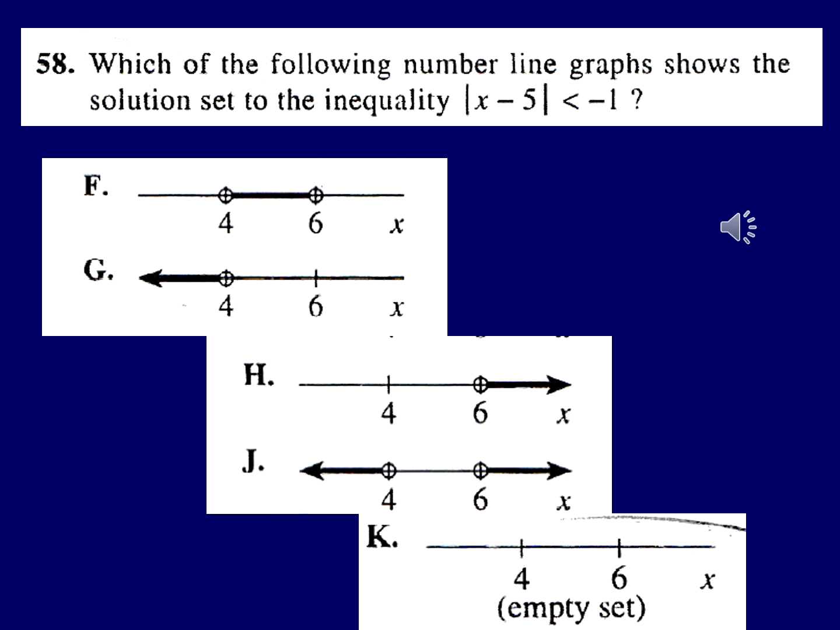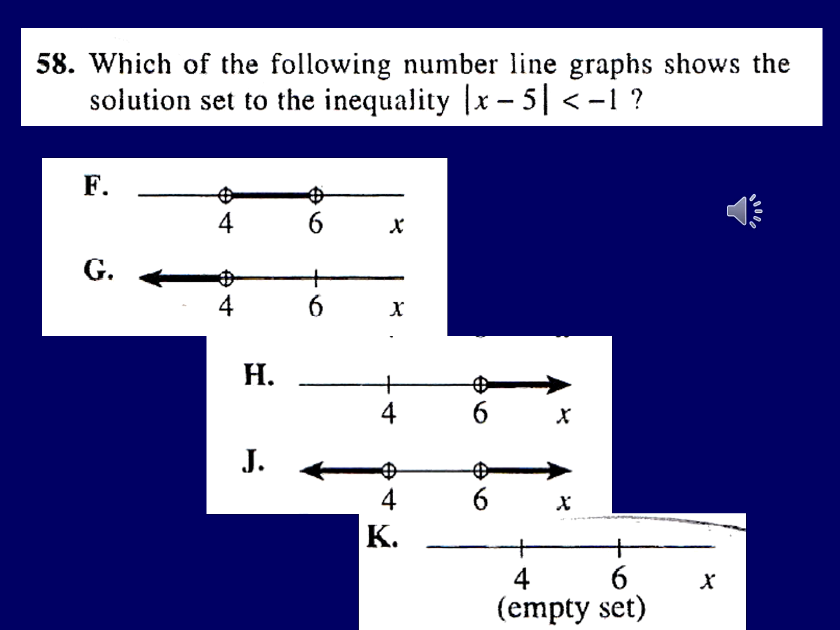So here we have which of the following number line graphs shows the solution to the inequality the absolute value of x plus 5 is less than -1. And you can see a variety of graphs that are shown here. They all somehow involve the numbers 4 and 6, and either we're looking at what's between those two numbers, we could be pointing in one direction or the other, we could be outside the two numbers, or choice K is empty set.